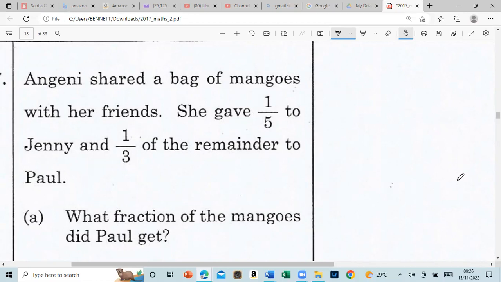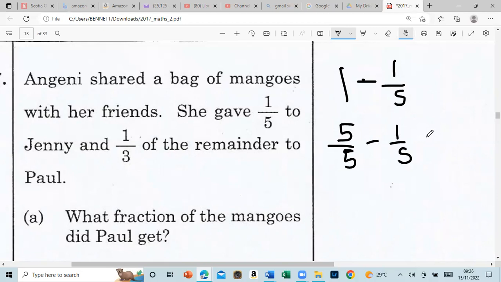So what are you going to do now? She has a whole, right? And she gave Jenny 1/5. So what we're going to do is turn this 1 into 5/5, just make the base, the denominator, the same, right? So that would leave 4/5. That's what remains. I'm going to write 4/5. So this is the remainder, 4/5. That's what we have from whatever.